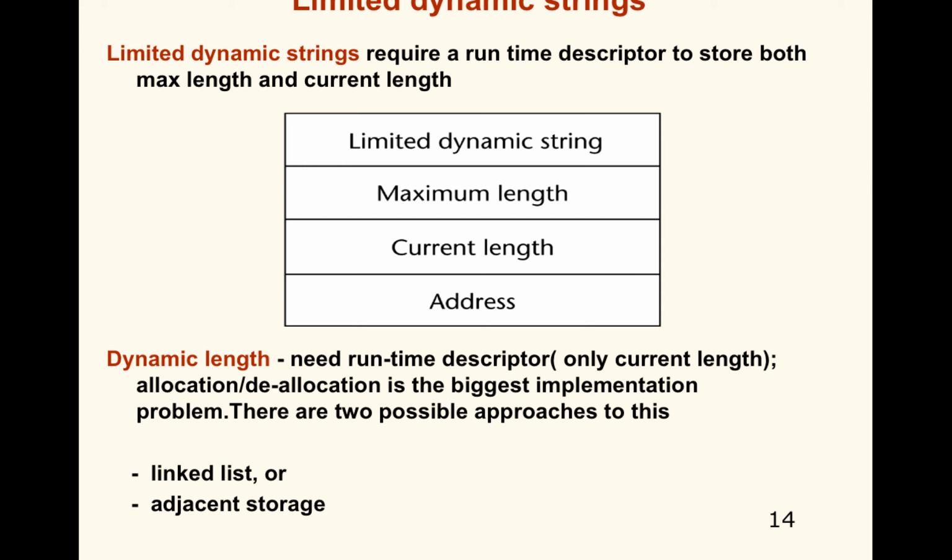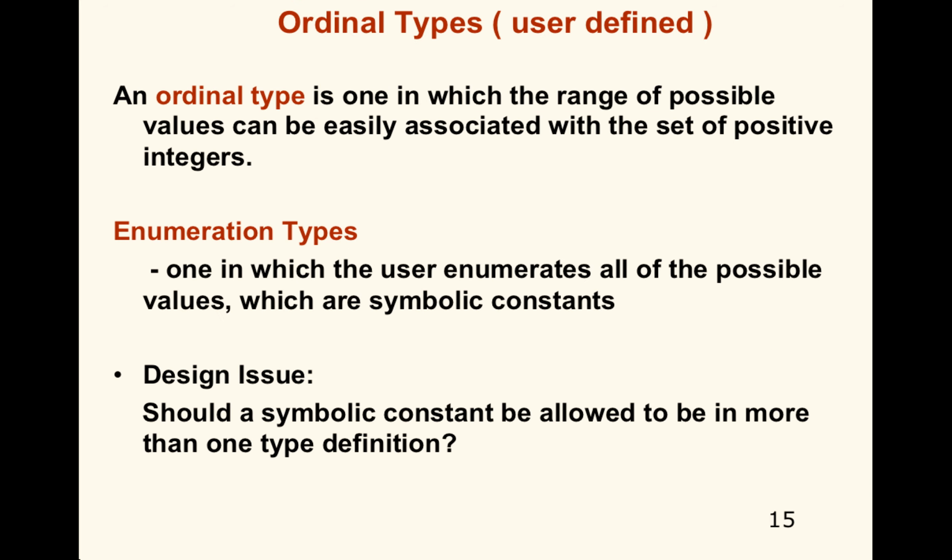As mentioned before, there are two possible approaches to doing this. You could do a linked list, or you can use adjacent storage, which is similar to the array. In the limited dynamic string, you have to keep track of the length because you're not going to fill up all the space that you're allocating. In the dynamic length, you're just going to allocate what you need, and for that one you have to figure out how to make it efficient. I can make it a linked list or I can do it as an implementation of an array. Java actually does a linked list implementation, which is kind of interesting, but it is definitely a complicated implementation.